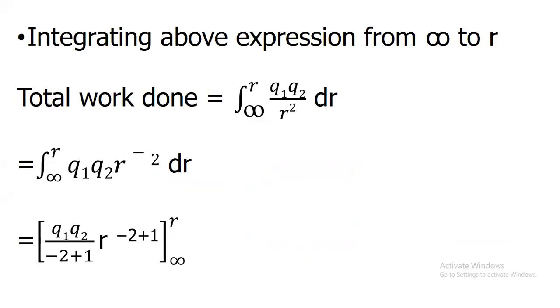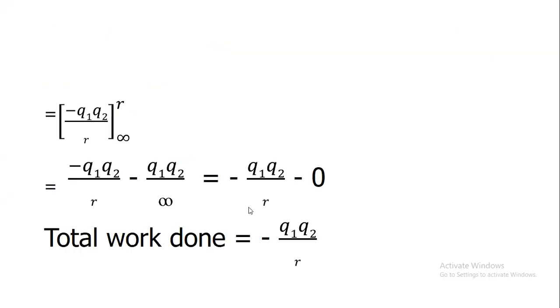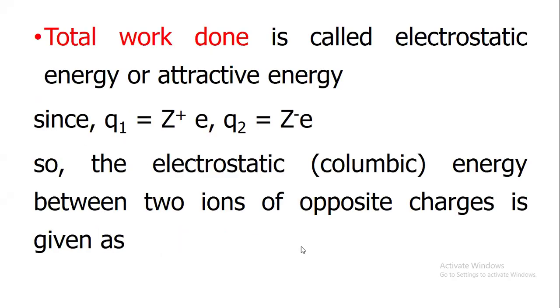Integrating the above expression from infinity to R, total work done is the integral from infinity to R of Q1 Q2 over R squared dr, so the integral from infinity to R of Q1 Q2 R to the power minus 2 dr. Again solving, Q1 Q2 times R to the power minus 2 plus 1 over minus 2 plus 1, from R to infinity. Again solving, we get our total work done as minus Q1 Q2 over R.